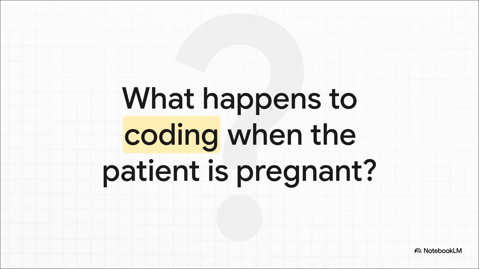Whew, okay. We have covered a massive amount of ground today, from category mapping to complication stacking to dodging those sneaky Z79 audit traps. But I have to ask you, what happens when our diabetic patient becomes pregnant?